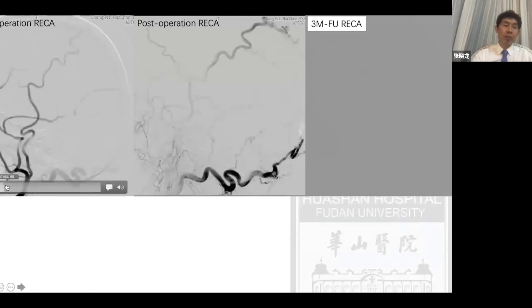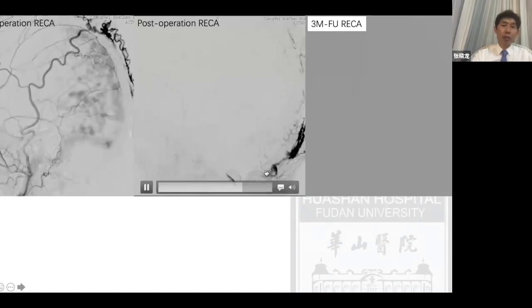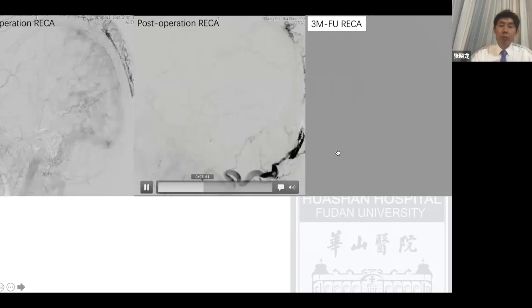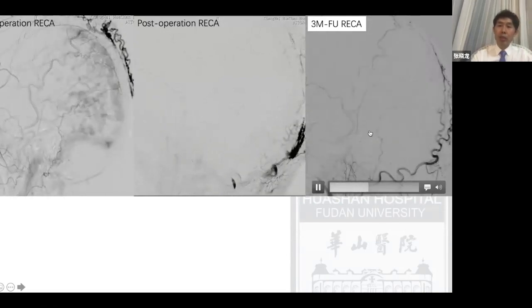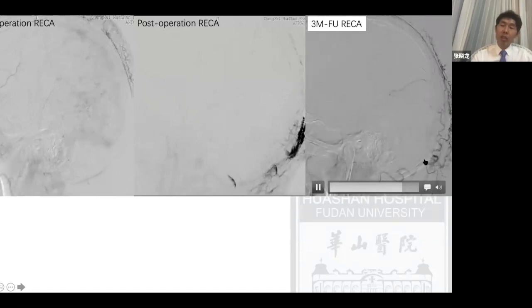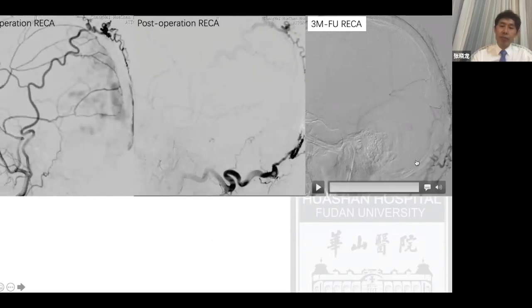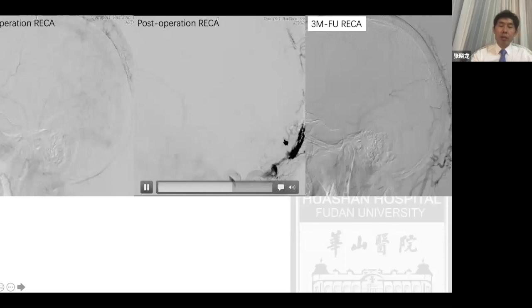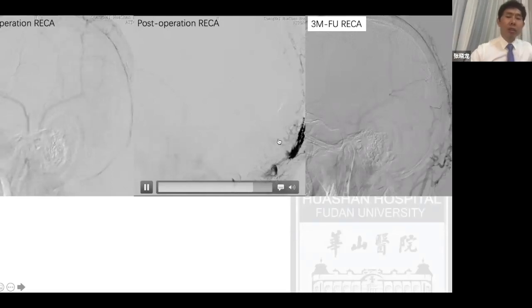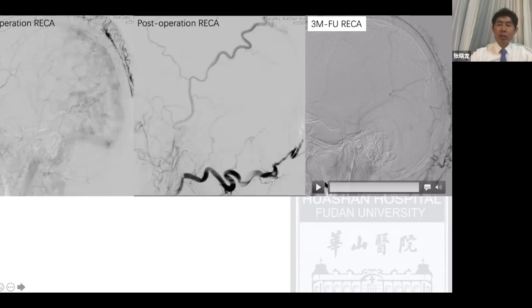And here is a comparison between the pre-operative angiography of the right ECA, post-operative, and 3 months follow-up. The fistula was totally gone. And no recanalization of the occipital artery, even though it was embolized with the gelatin foam. You know, the gelatin foam is not the best one. It is easy to recanalize, not like the Onyx.